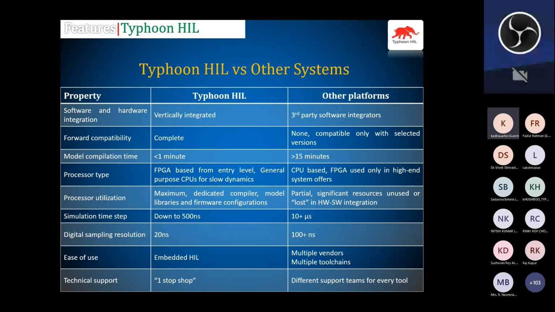One more thing: simulation with Typhoon HIL is free of cost for an unlimited number of users with lifetime free updates. The real-time simulation, that is C-HIL, is at cost, with lifetime free updates of firmware and software for unlimited users. I already discussed the simulation time step: this is with the third generation, and with the fourth generation we are able to get 200 nanoseconds.